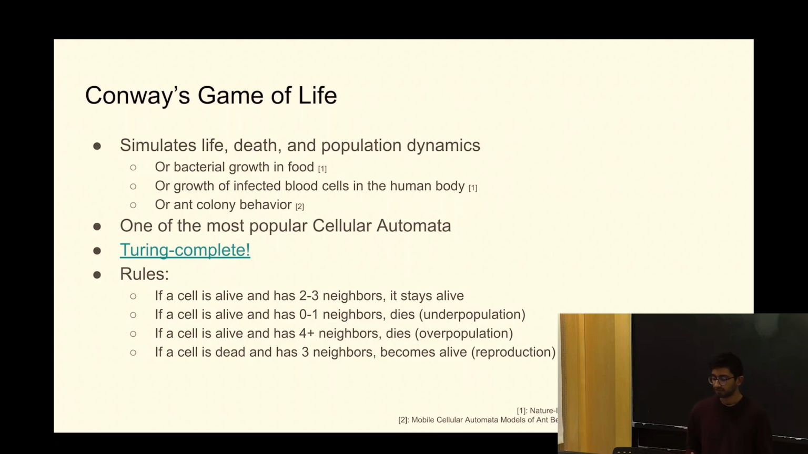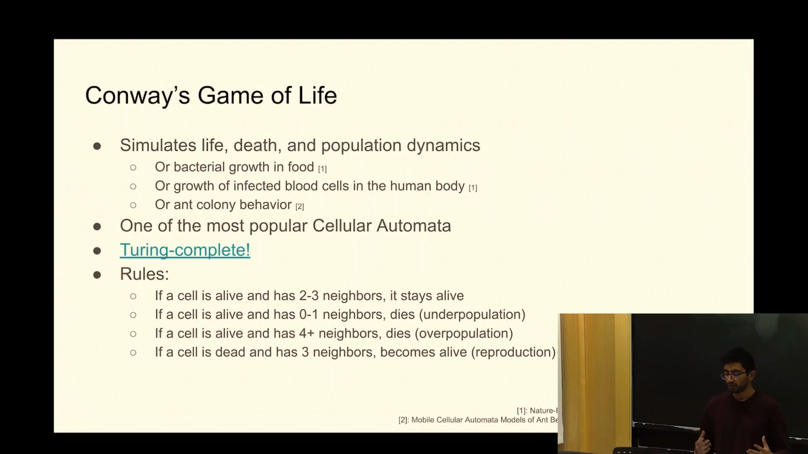Similarly, if a cell is alive and it has 4 or more neighbors, then it dies due to overpopulation. It's very easy to contrive a reason why this might be the case. If there's some finite amount of resources that must be shared amongst a small group, having too many people within that group causes cells to die because they don't get enough resources.